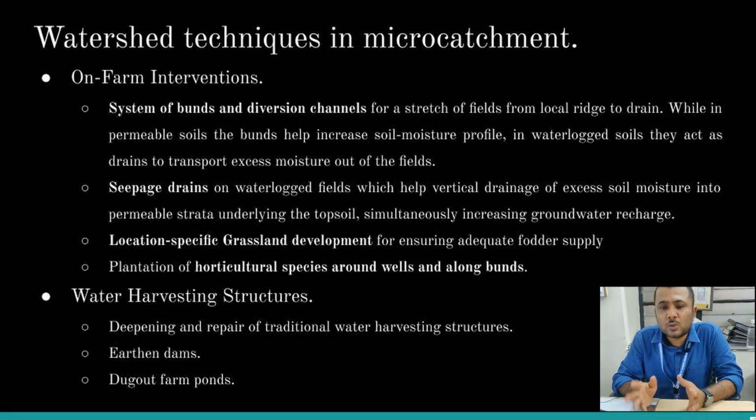So what you do is that the water that flows on the top of the farmland will be made to flow and retain within the farmland itself by constructing several systems of bunds and diversion channels. The next thing is seepage drains. Seepage drains are basically established in the regions of farmland where there is water logging.